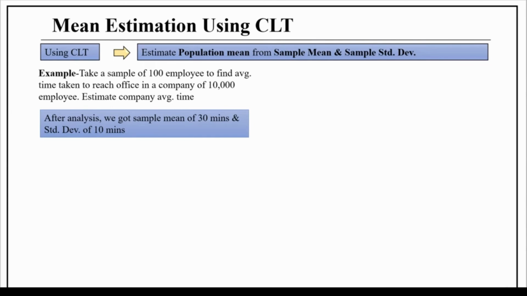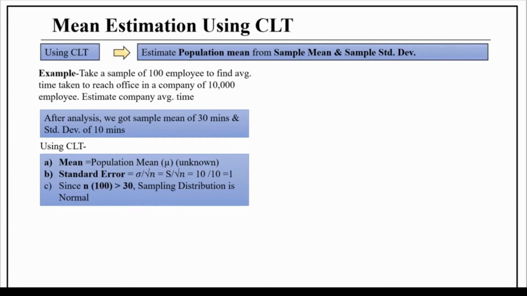Here the question states that take a sample of 100 employees to find average time taken to reach office in a company of 10,000 employees and estimate the company average time. After doing the analysis, we found the sample mean to be 30 minutes and the sample standard deviation is 10 minutes. Now we will apply the CLT properties to estimate population mean.